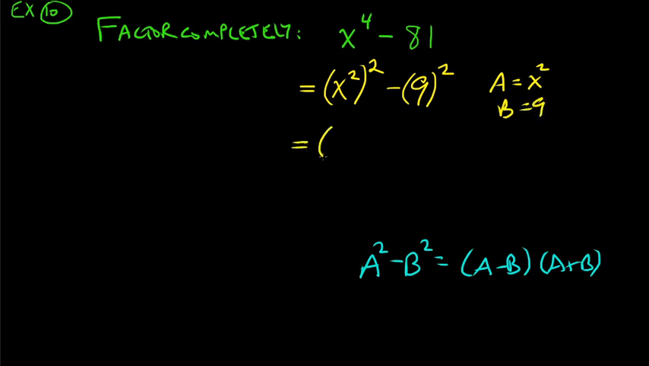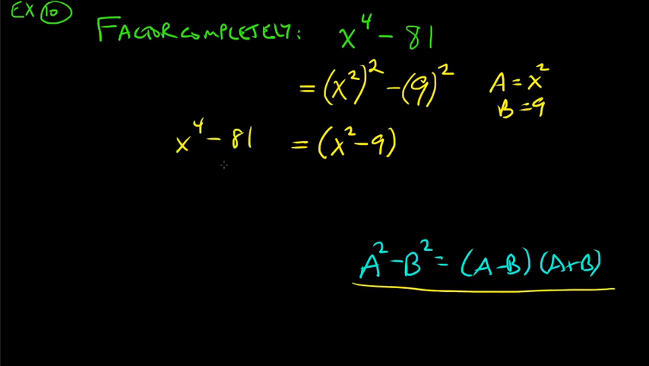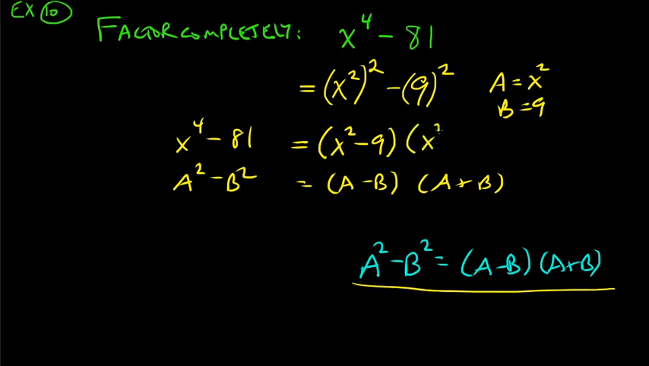So I can factor this as a squared minus b squared. I'm sorry, as a minus b. So yeah, let me say that again. A squared minus b squared, right? So this is x to the 4th minus 81. A squared minus b squared factors as a minus b times a plus b. So a is x squared, b is 9. So x squared minus 9 times x squared plus 9. Got it?